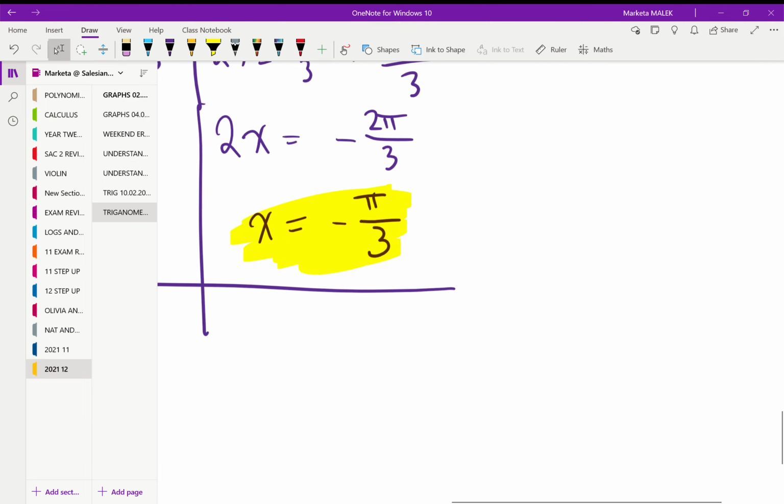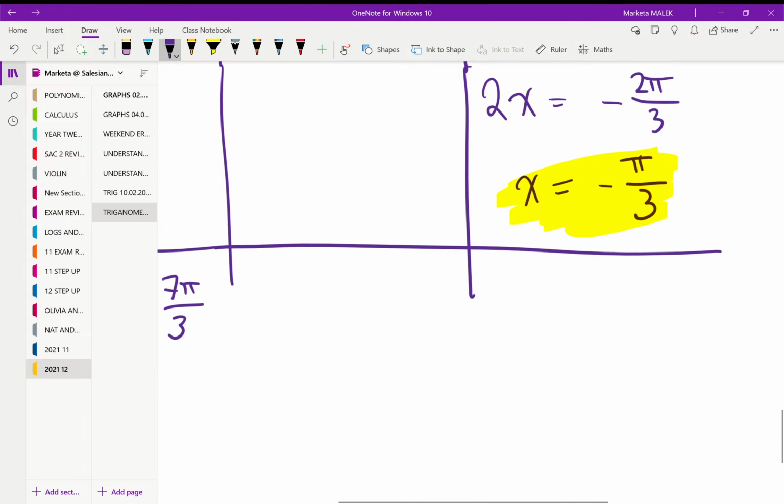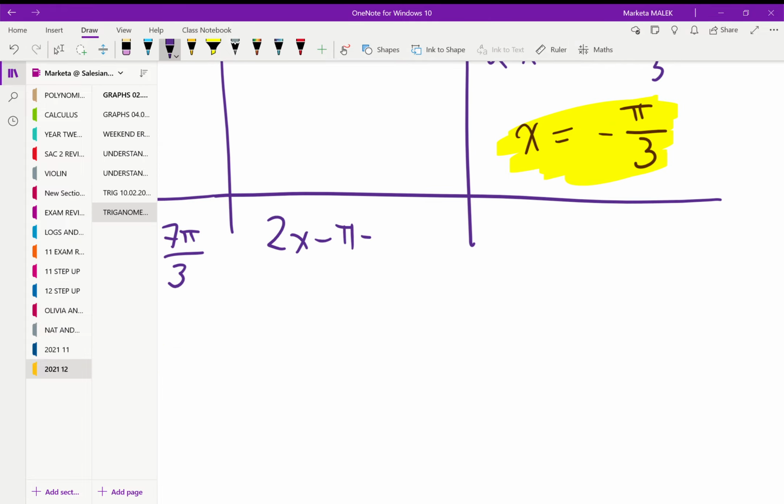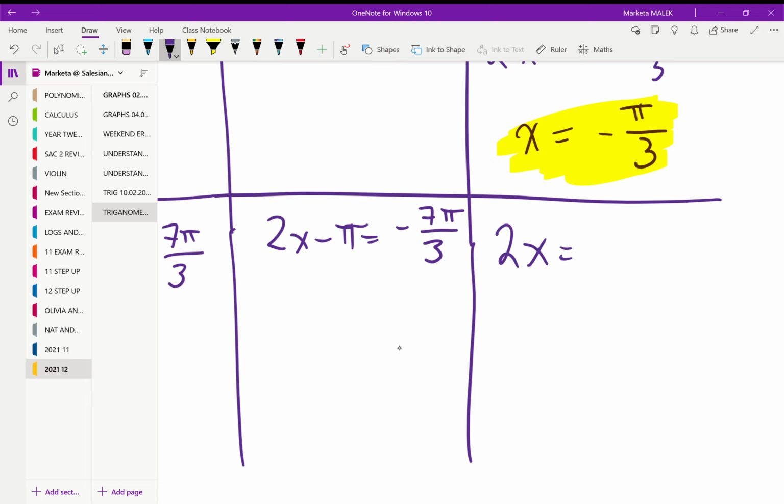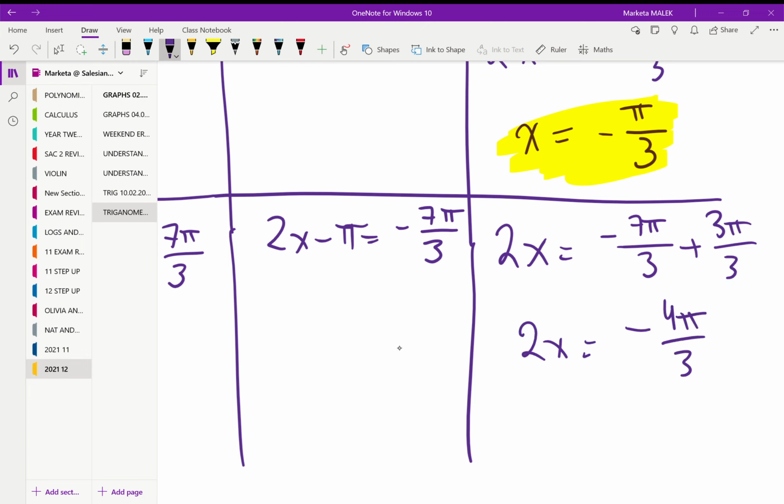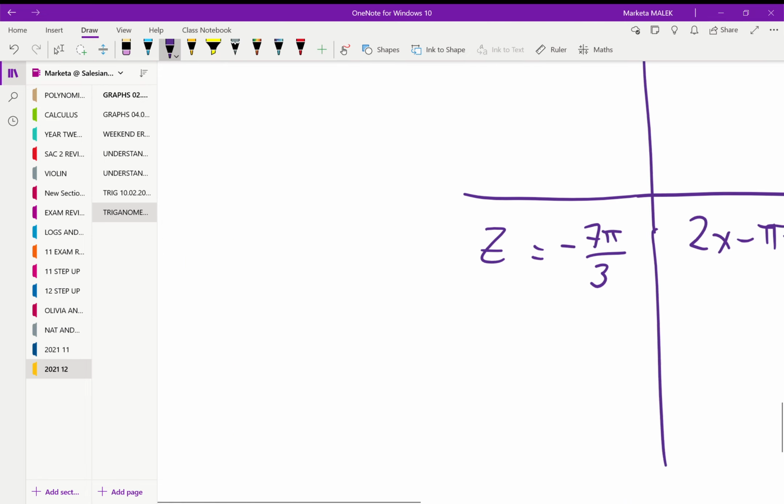Alrighty, almost there. 2x minus pi equals negative 7 pi on 3. And now we can add 3 pi on 3 on both sides. Negative 4 pi on 3. And I'm going to divide by 2 on both sides, which is going to give me negative 2 pi on 3. So that'll be negative 4 pi on 6. Then simplify it to negative 2 pi on 3. So there we go.